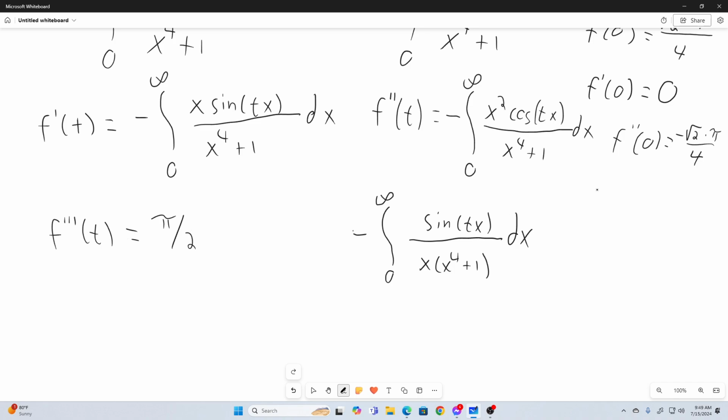And so now we can see that f triple prime evaluated at 0 is indeed going to give us pi over 2. All right. One more time. Negative integral 0 to infinity of sine tx over x to the 4th plus 1 dx. I can't have that big gap there.